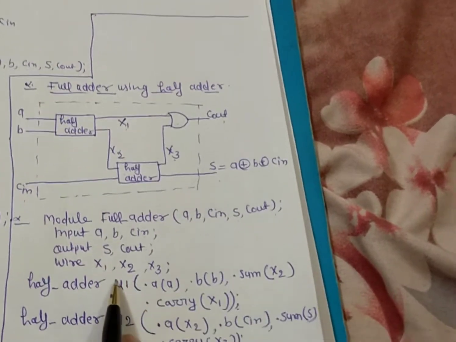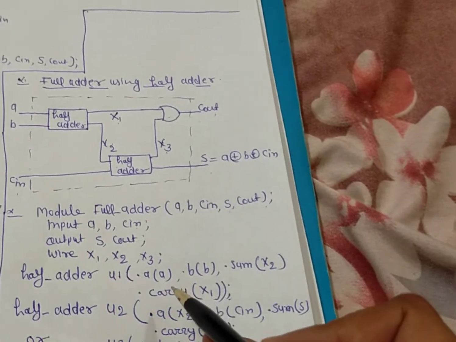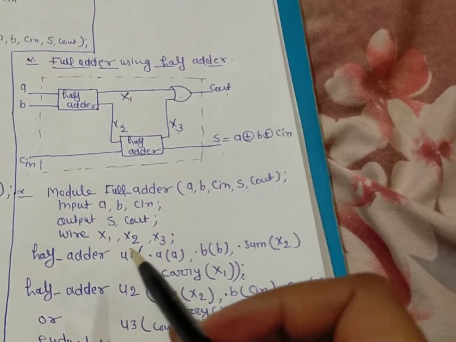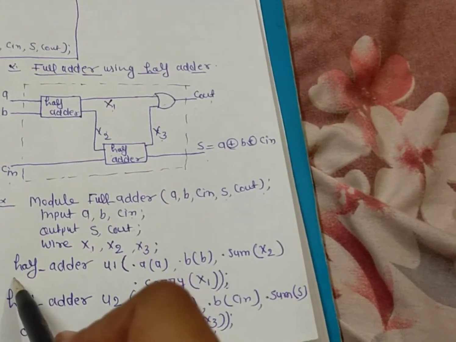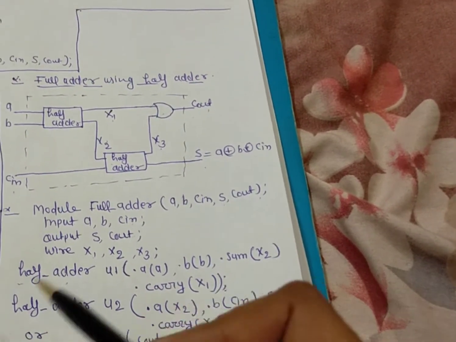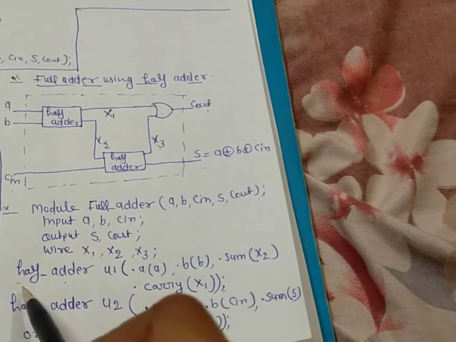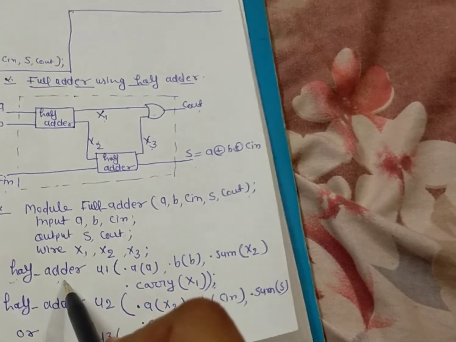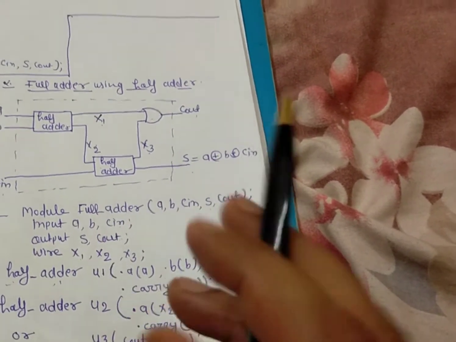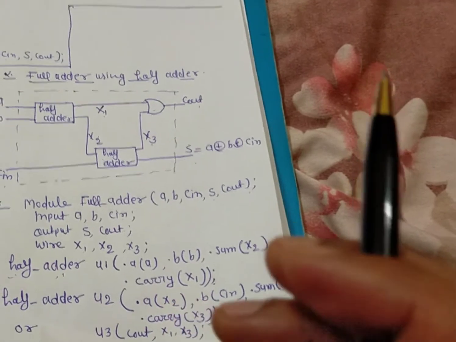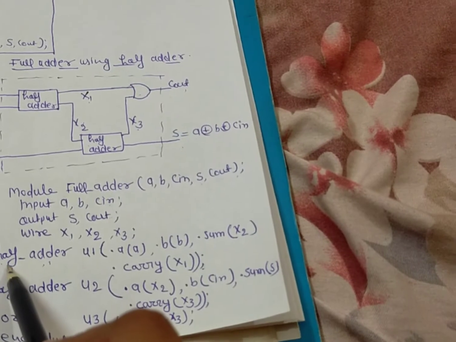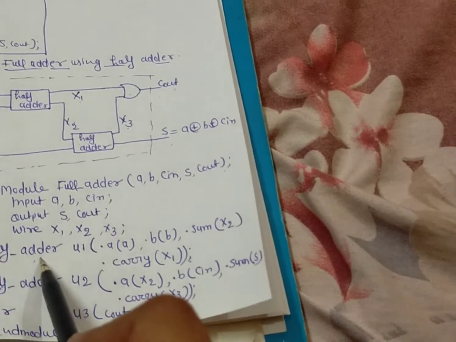Now, writing the Verilog code of full adder using half adder, first we must have a Verilog code of half adder, and this module name will be the same as the previous one. So this is the module name, half underscore adder. So first we write a code of half adder and make a .v file, and that .v file we call in this code. So first write half underscore adder, this is the module name.